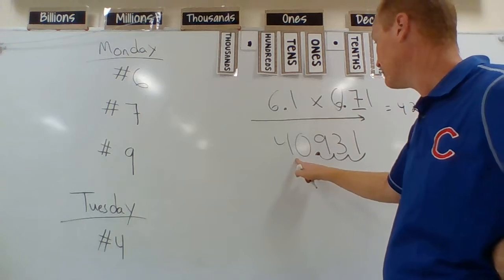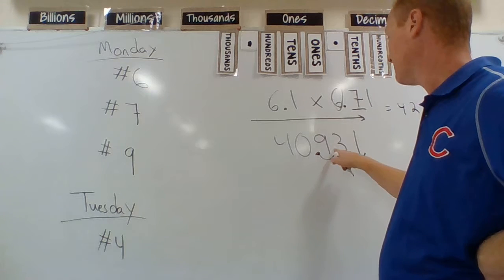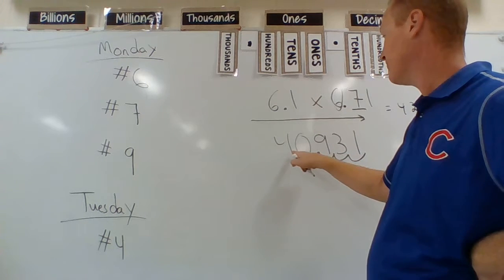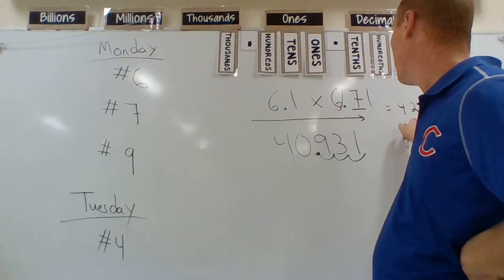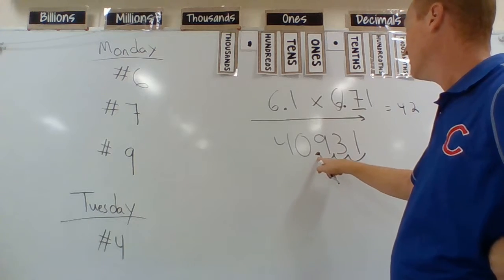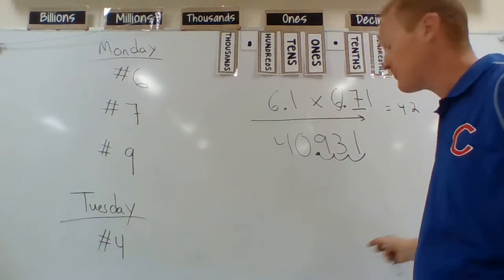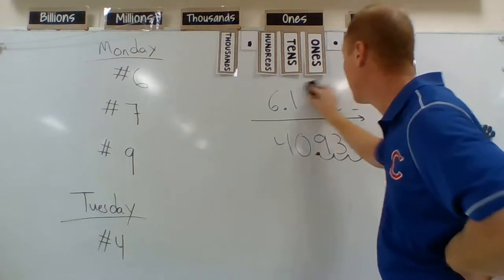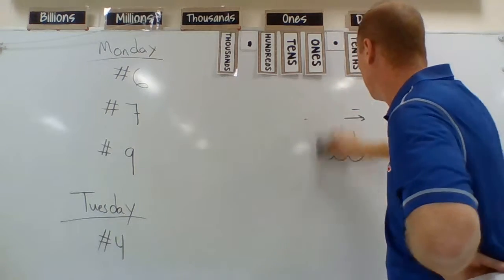It's not close to 409 if the decimal was here, and it's not close to 4 if the decimal was here. So it's 42. That tells me that 40.931 is the correct answer. And that's the next problem. So let's go over number 7.